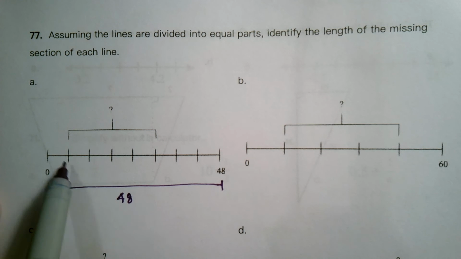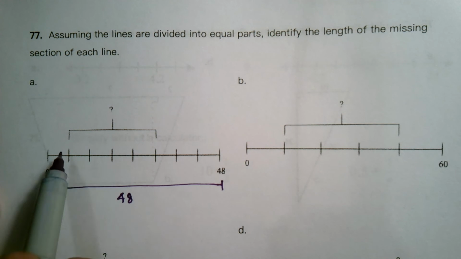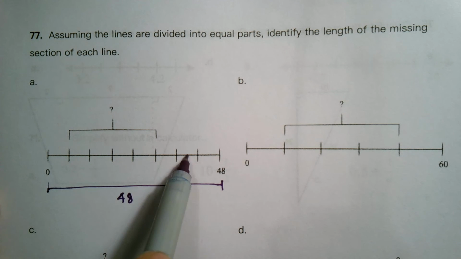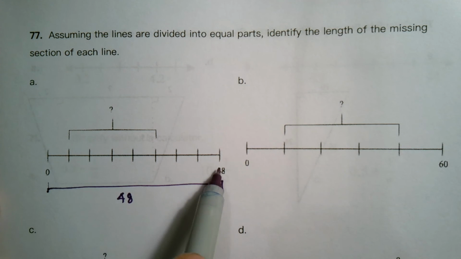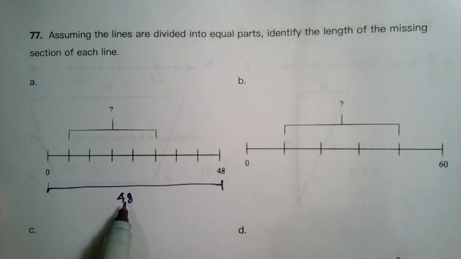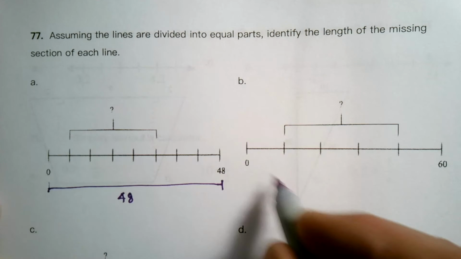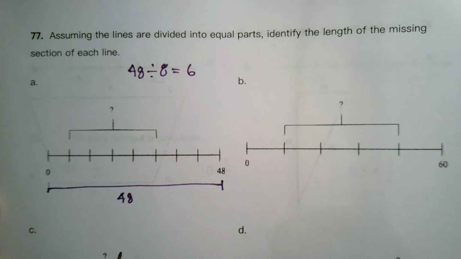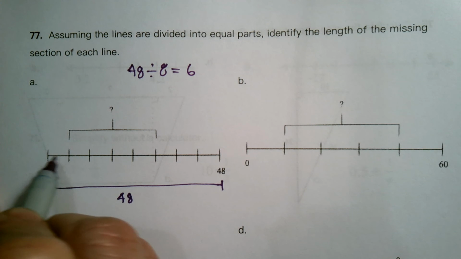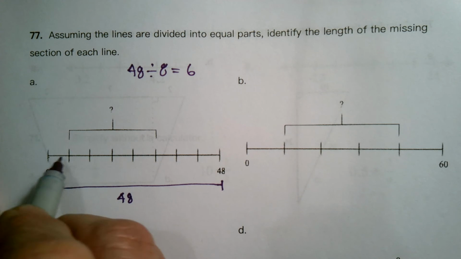So I can look at it as a length of 48. That being said, I'm going to count. The scaling has equal marks, so equal distances. 1, 2, 3, 4, 5, 6, 7, 8. So there are 8 equal spaces on that number line between 0 and 48. If I take 48 and divide it by 8, I get 6. So that tells me that each one of these spaces is 6 units in length. So from here to here would be 6.